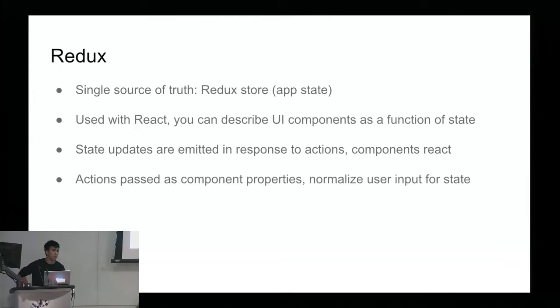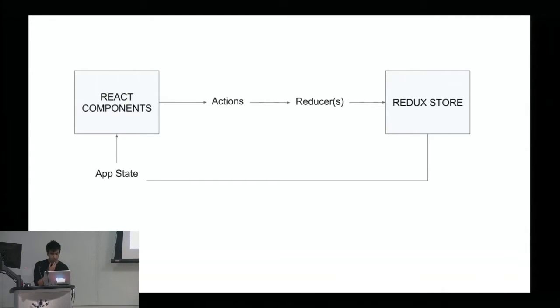Action, I'll show you guys. State updates are emitted in response to actions, and then these components react to this new state on the Redux store. So within the actual React component, you could have a callback that changes the data in the Redux store, and then that React component will react to this new state as defined in itself. Actions also pass component properties, and you actually have to write action creators that normalize what the React component sends, and what the Redux store receives when applying these actions to it.